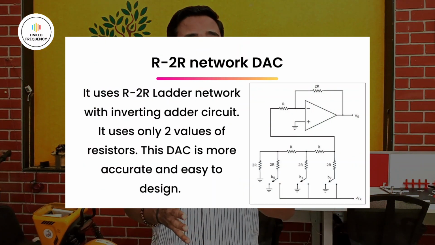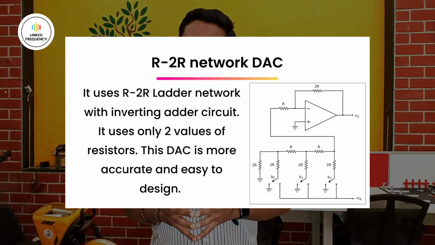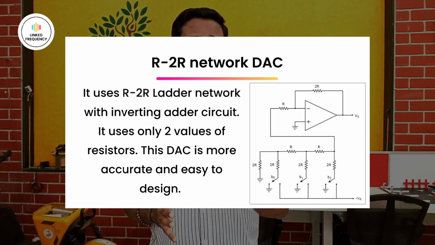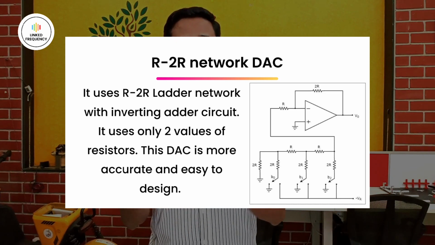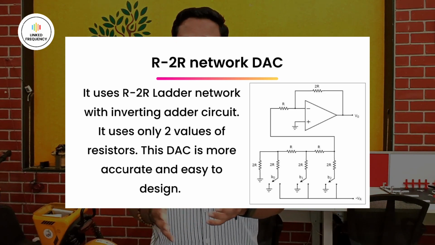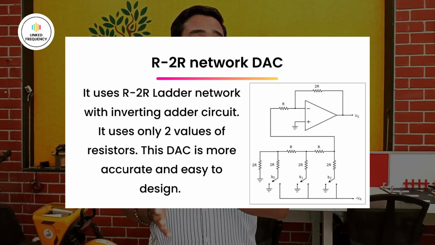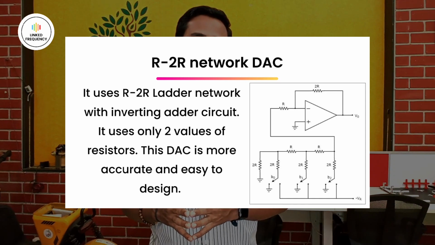Second digital to analog converter is the R2R ladder based digital to analog converter circuit. It uses an R2R ladder and an inverting amplifier or inverting adder circuit. That's why it is called R2R digital to analog converter. The fundamental reason why it is called R2R is that it uses only 2 values of resistor in the entire design. For example, if you use a 1 kilo ohm resistor, then the other resistor would be 2 kilo ohm, and throughout the circuit, this combination repeats for the n number of bits that we are going to add.